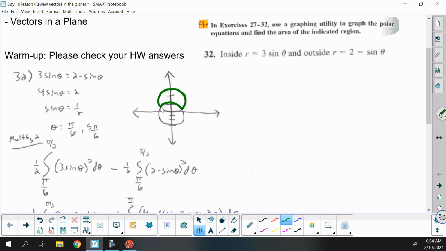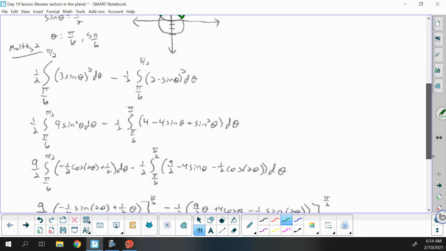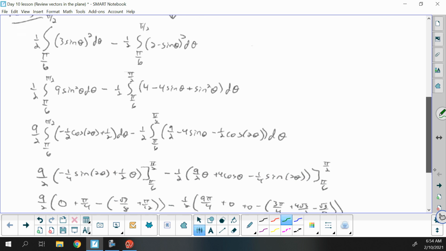So they're crossing at pi over 6 and 5 pi over 6. So what we're going to do is we're just going to do it from pi over 6 to pi over 2, and then we'll double them. So you'll do the outer one, the 3 sine theta, minus the inner one, the 2 minus sine theta. Now we're going to have to multiply by 2. I chose to just do that at the end, or you could put the 2 right there in the beginning, your choice. Square them out.